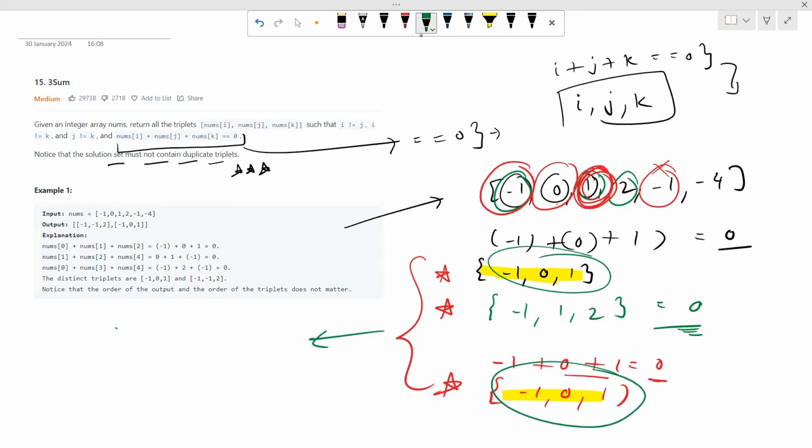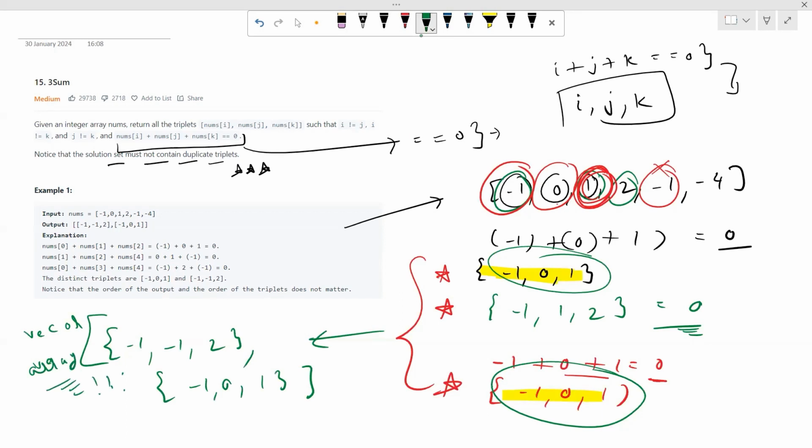So we just need to return two triplets, this one and the second one, into a vector or array, right? I hope the problem statement is clear to all of you. Basically, we just need to return the triplets whose sum will be equal to 0, and we must keep in mind that the set must not contain duplicate triplets, right? So now let's jump into the approach and try to figure out how we can approach this problem.